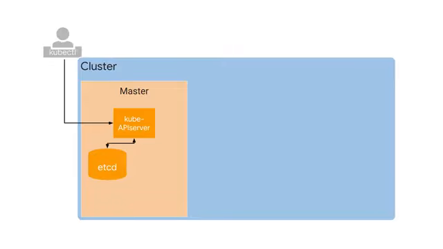etcd is the cluster's database. Its job is to reliably store the state of the cluster. This includes all the cluster configuration data and more dynamic information, such as what nodes are part of the cluster, what pods should be running, and where they should be running. You never interact directly with etcd. Instead, Kube API server interacts with the database on behalf of the rest of the system.